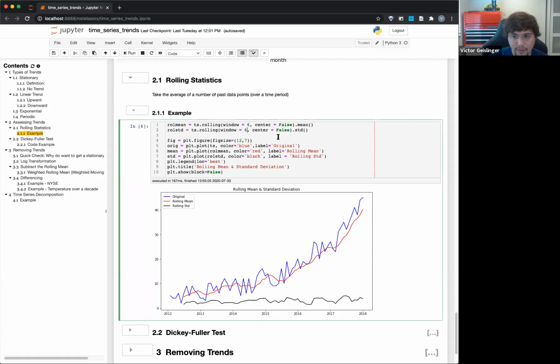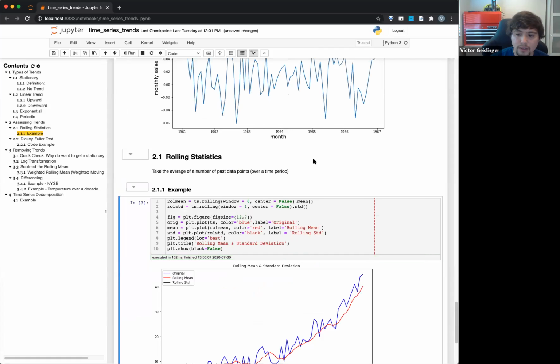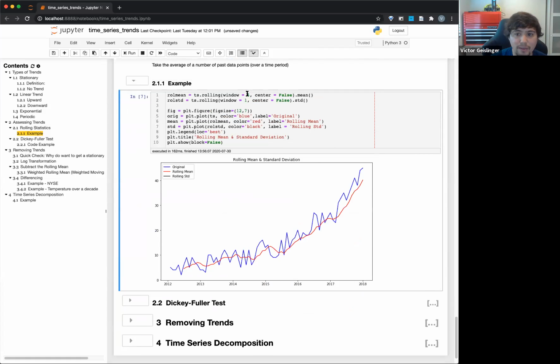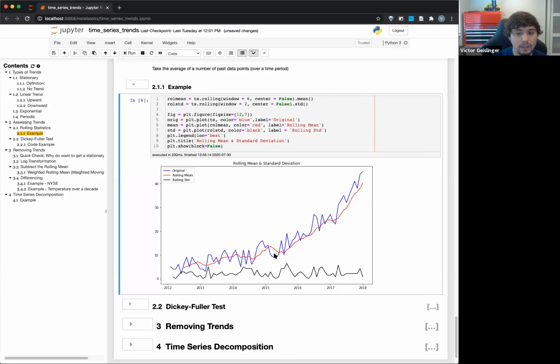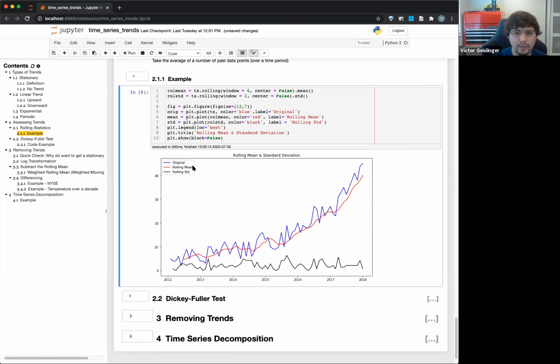If I set the window to 1, you can see our standard deviation doesn't even show up, because it's just a rolling window of 1. But if I do 2, you can see a little bit of something here. Two data points are going to have a lot more variance because there are only 2 of them, and they can fluctuate from each other. You can see there is a difference between those 2. Any questions on rolling statistics?